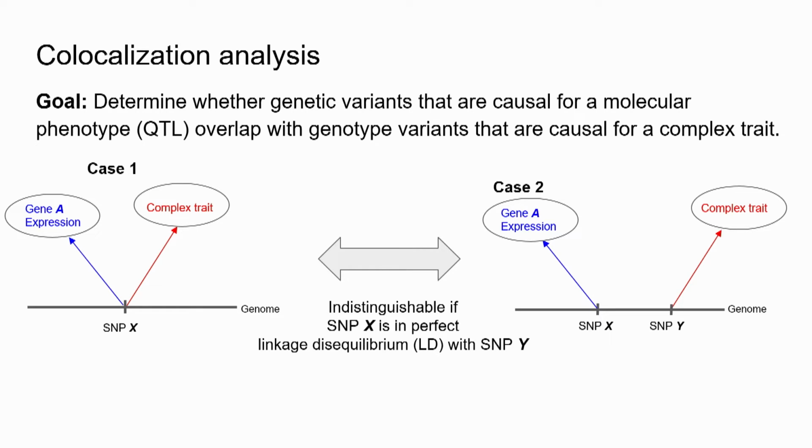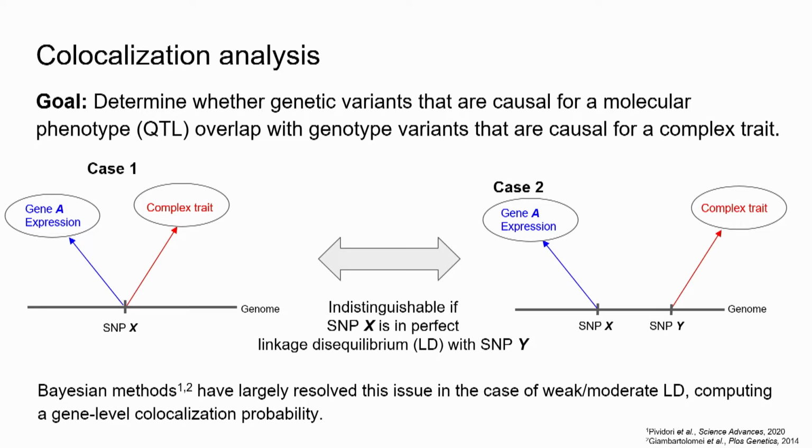So in response to this problem, researchers have developed Bayesian methods to try to resolve this case if SNP-X is in weak or moderate LD with SNP-Y. And basically, the idea is that you can quantify the uncertainty in the presence of colocalization through what's called a gene-level colocalization probability.